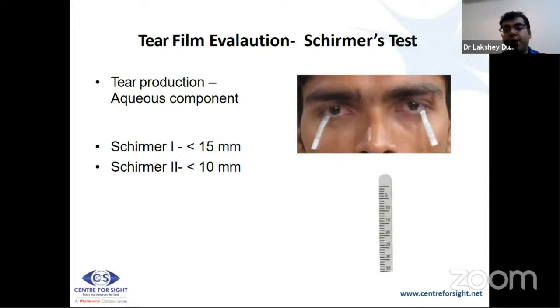So Schirmer's test tests the aqueous production, the aqueous component of the tear. Schirmer's 1 is when you do the Schirmer's test without putting anesthetic eye drops. So it checks both basal secretion and reflex secretion. Schirmer's 2 is when you put an anesthetic eye drop, so there is no reflex tearing, so it checks only the basal production. Schirmer's 1 is abnormal when it is less than 15 millimeters. Schirmer's 2 is abnormal when it is less than 10 millimeters.